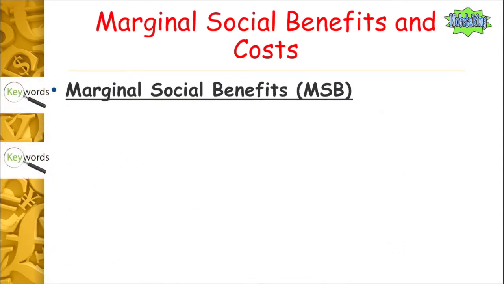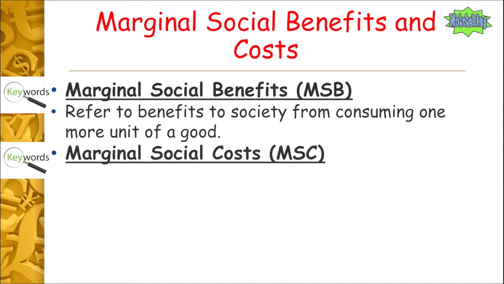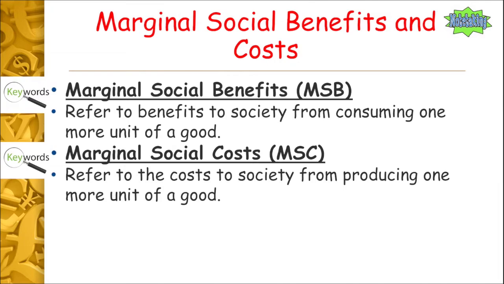So, what do we think marginal social benefits are? Does anyone remember what the word marginal is in economics? Yep, it's extra. So the extra benefits to social, when we talk about social, we're talking about society. So it refers to the benefits to society from one additional unit of a good being consumed. And then marginal social costs, well, kind of similar to what we said with marginal private costs, except private was the individual, whereas social refers to society, refers to everyone. So it refers to the cost to society from producing one more unit of a good.